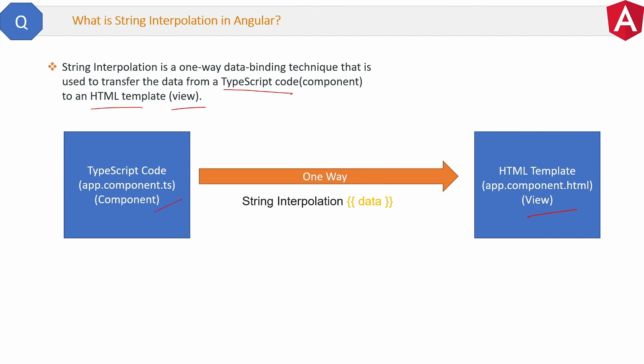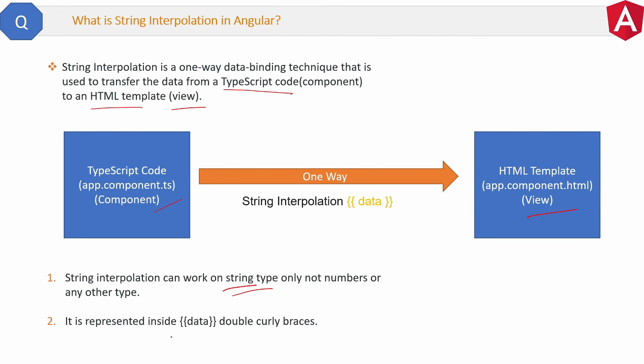Now there are 2 important things about interpolation. First, string interpolation can work only with string type, not with numbers, not with booleans or any other type. And the second important thing is that it is represented inside double curly braces. Now let me show you the same thing in the code for the string interpolation.